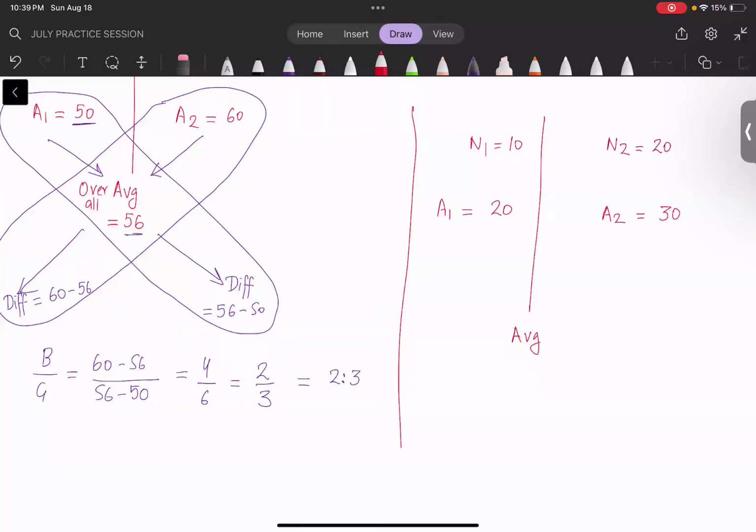My dear, 40 is not even possible. The average cannot be greater than 30. It cannot be lower than 20. It cannot be greater than 30. Not possible. 26.6. Okay. Let us check.